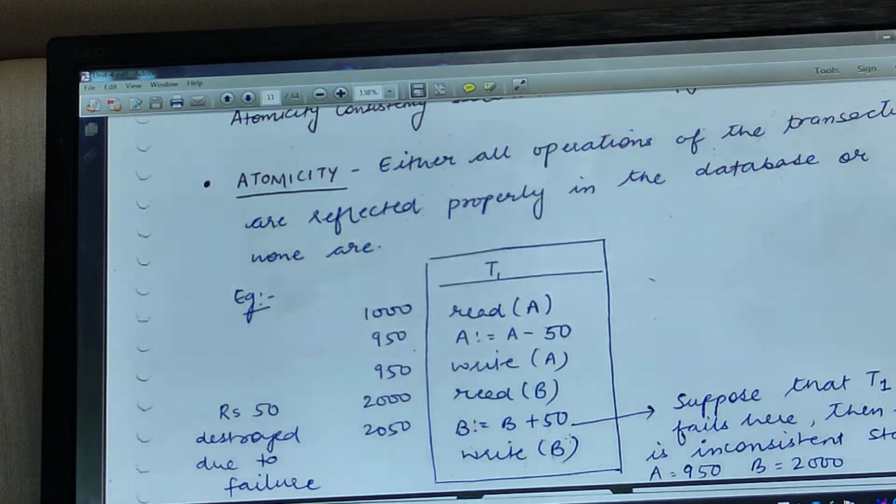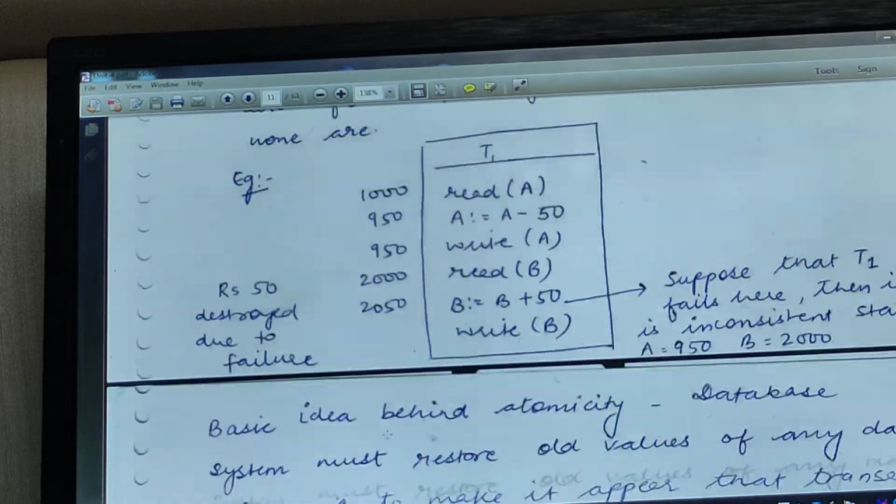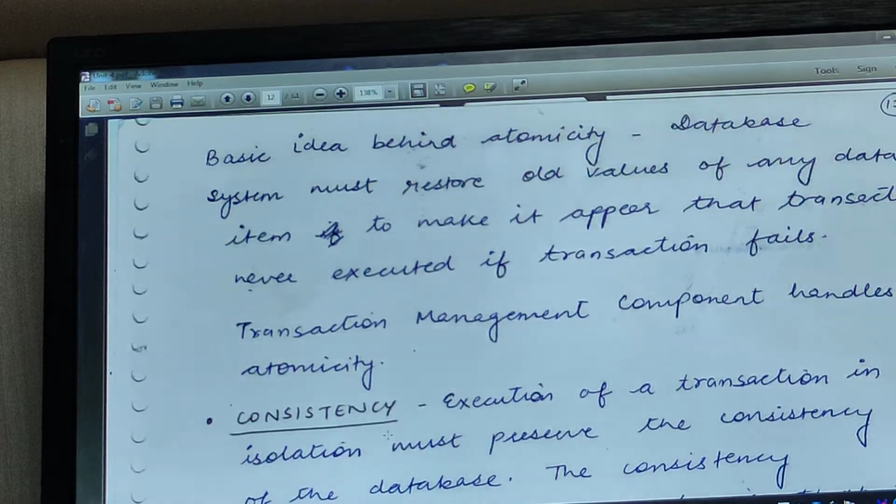Now what are the new values? For A it is 950, but for B it is still 2000. It means rupees 50 is destroyed due to the failure. So what a valid transaction should do is roll back the value of A as well, so that the final sum of the values is in the initial state. This is what atomicity is. And the transaction management component is responsible for handling atomicity.